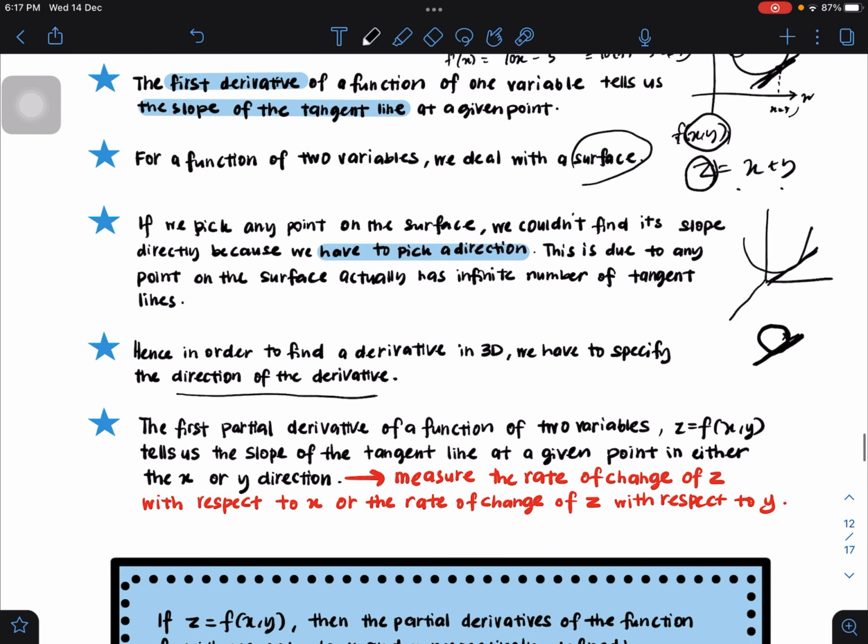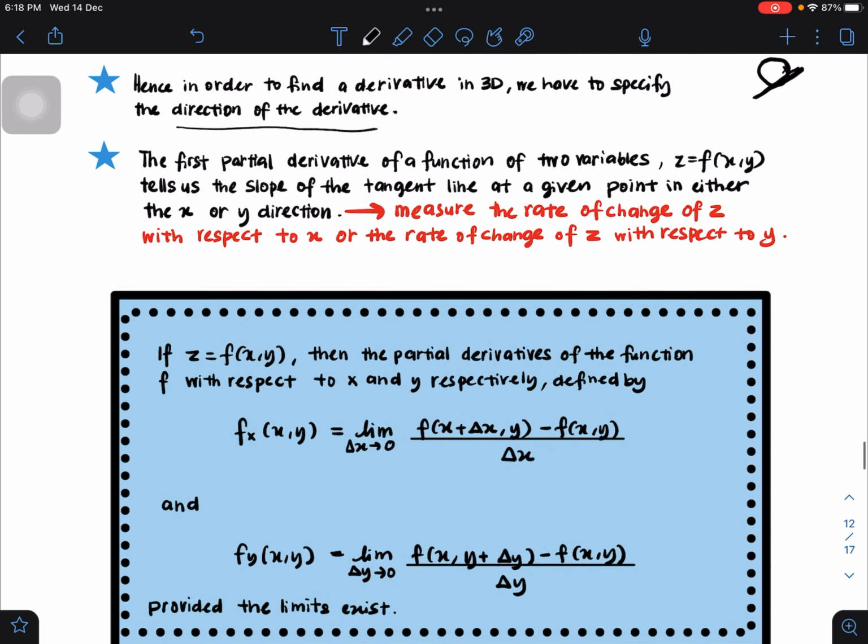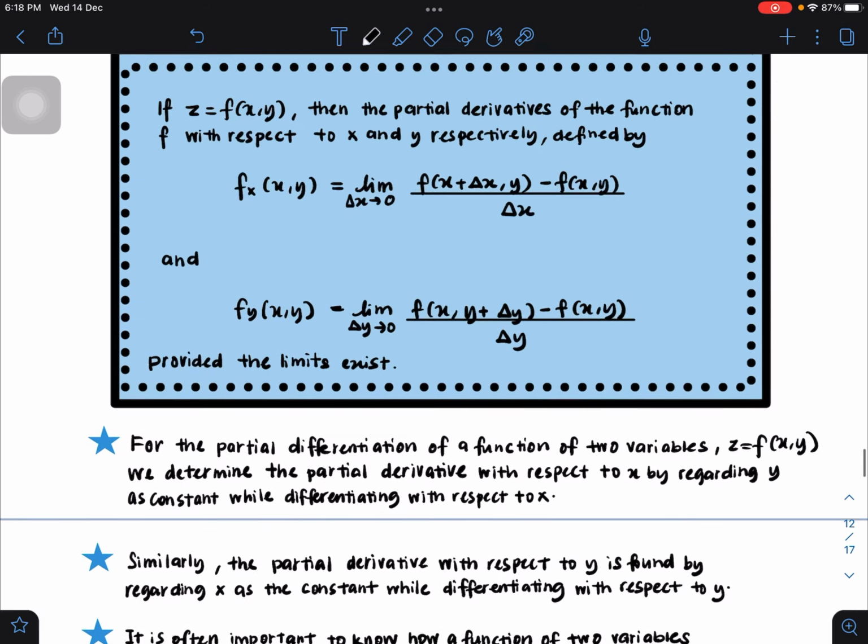Okay, the first partial derivative of a function of two variables, which is the function of x and y, tells us the slope of the tangent line at a given point in either the x direction or the y direction. So this measures the rate of change of z with respect to x or the rate of change of z with respect to y. Okay, let me tell you something before we go further.